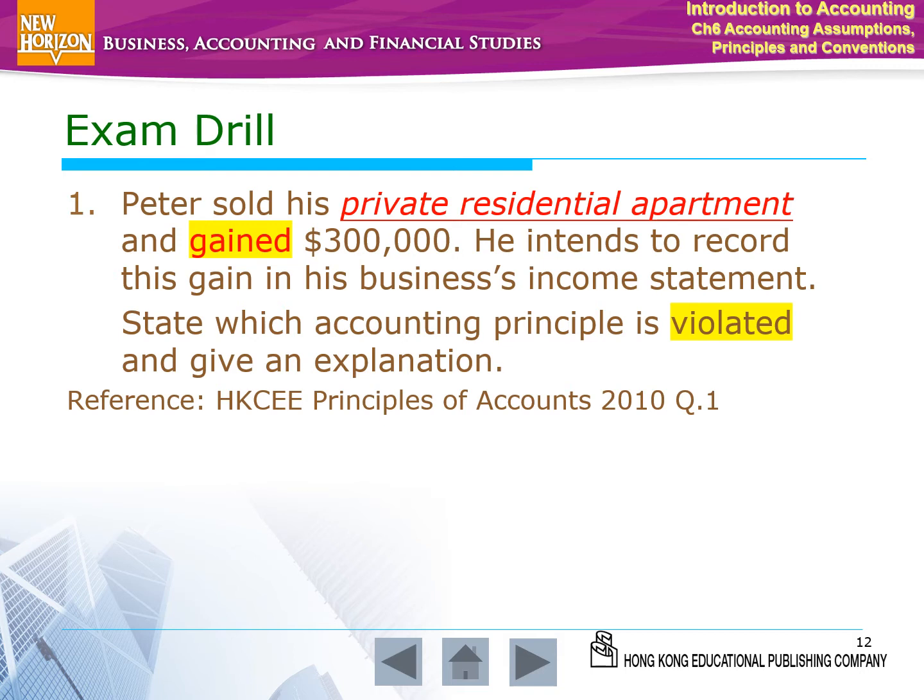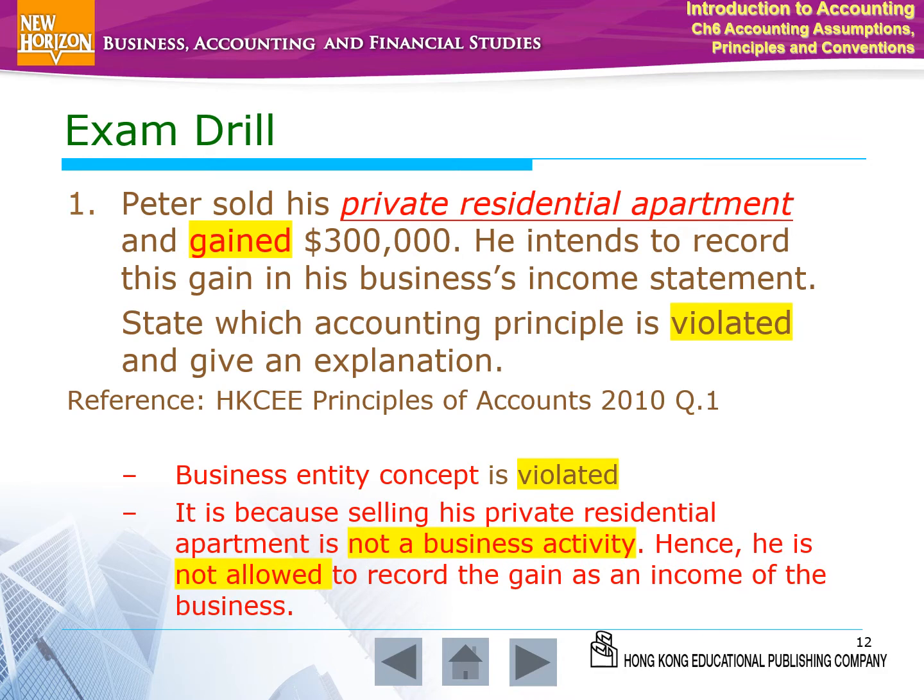This kind of gain should not be recorded in the business income statement, because Peter and his business are separate and distinct entities. So the gain should be recorded in Peter's own personal account instead of the business. Though Peter established this business, they are separate entities. So the business entity concept is violated.